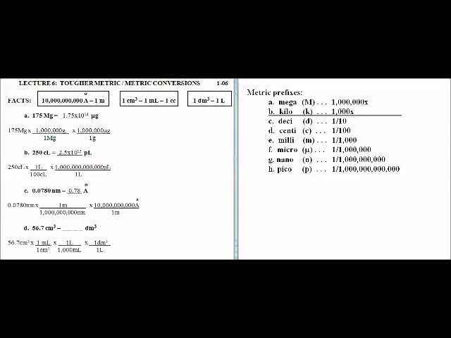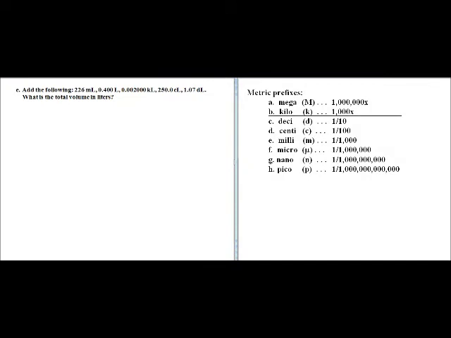56.7 centimeters cubed times 1 divided by 1,000 times 1. 56.7 centimeters cubed is equal to 0.0567 decimeters cubed. Our final question for this section is a multi-part question.